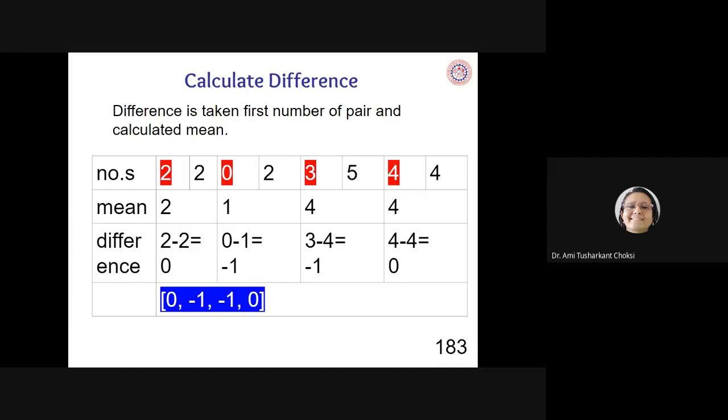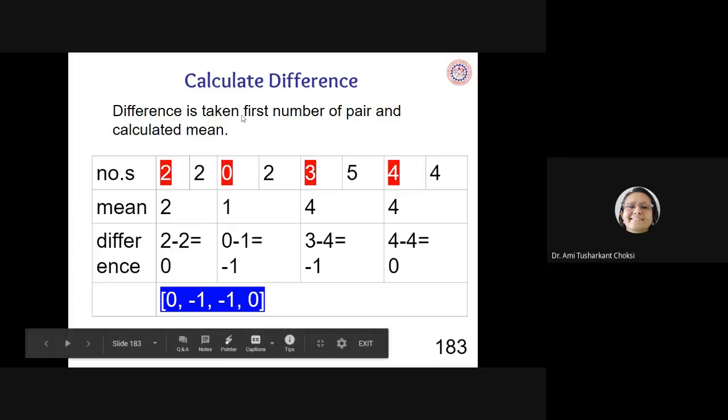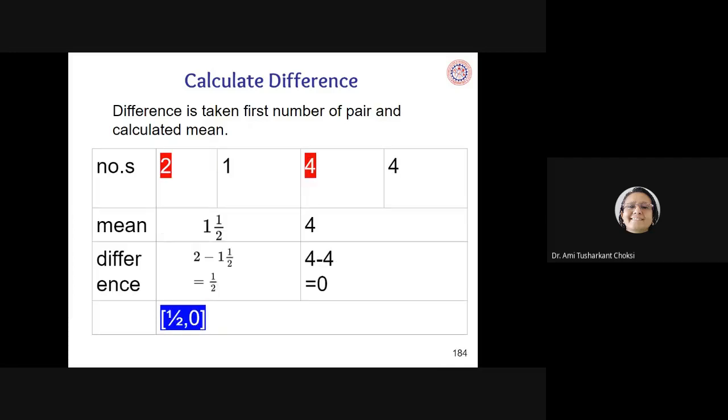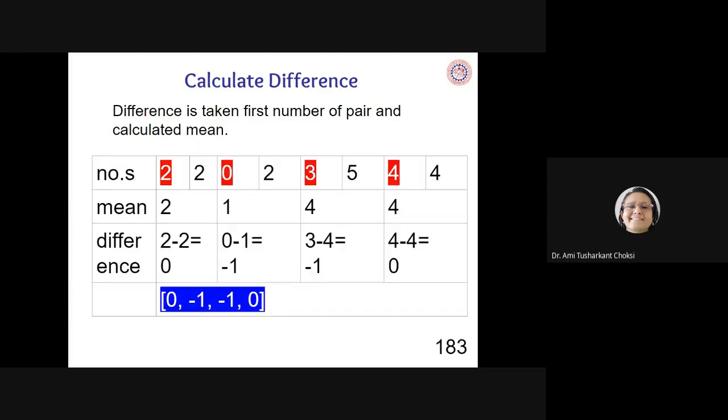What we have done is the smoothing that was done previously. Now what we are doing is taking the difference. How are we taking the difference? We take the difference between the first number of the pair and whatever was the calculated mean. This was the second step, right?